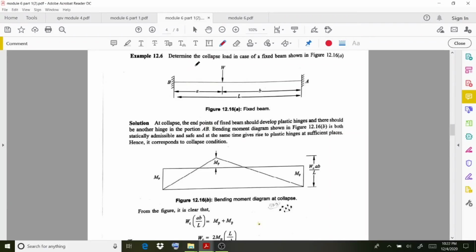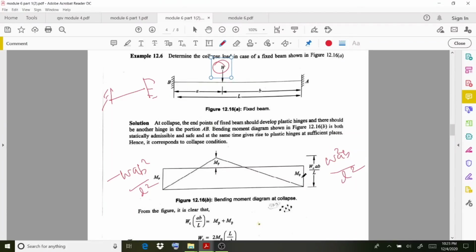Determine the collapse load in the case of a fixed beam. Point load W is acting, not at the center, but at a distance of a from support B and b from support A. So you already know that first of all you need to calculate the fixed end moment values. That value is going to be W a b squared by L squared, and here minus W a squared b by L squared.